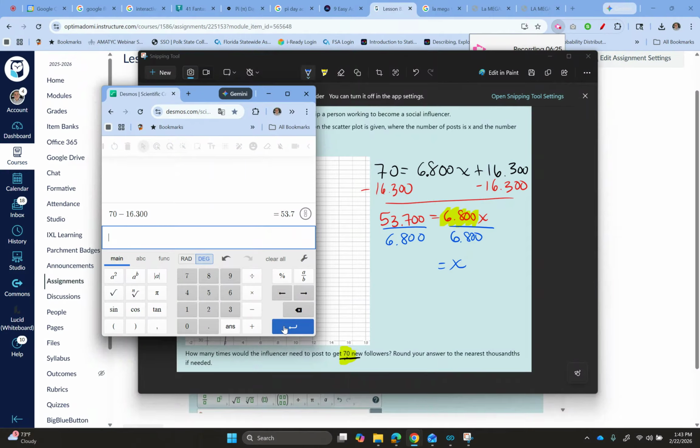So basically what I'm going to do is take my answer, 53.7, and divide it by 6.800 or 6.8. And you can see I got 7.897, a long decimal. But the instructions here say round to the nearest thousandth. The thousandths place is the third digit to the right of the decimal point. So 1, 2, 3. And that's where I'm going to be rounding.